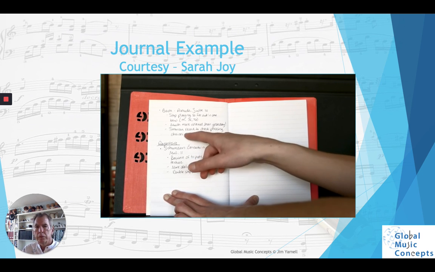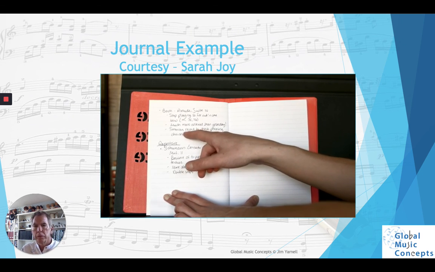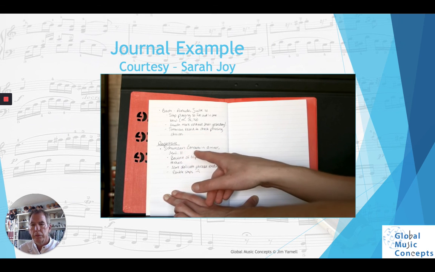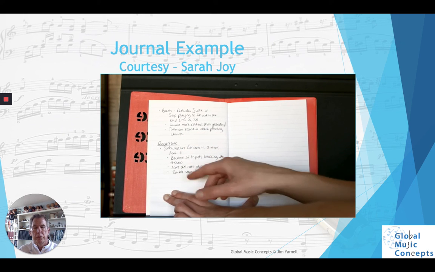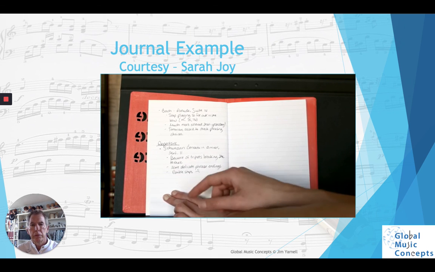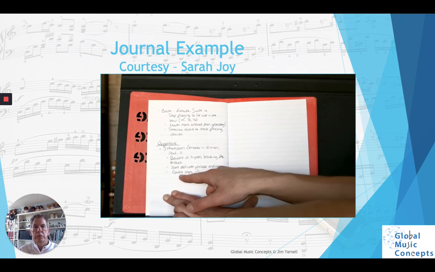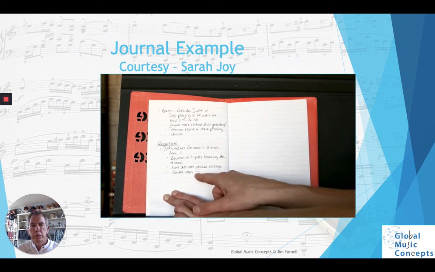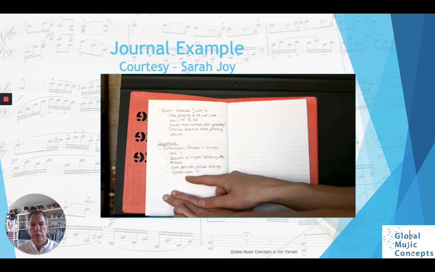There's progress right there. Tomorrow, I want to record it to check phrasing choices. Repertoire: for the Schumann concerto in A minor, movement 2, beware of triplets, breaking the textures, so don't let those pop out, or delicate phrase endings. And then things that you need to work on and that maybe you're not happy about that day, but things that will get better with time, so double stops.